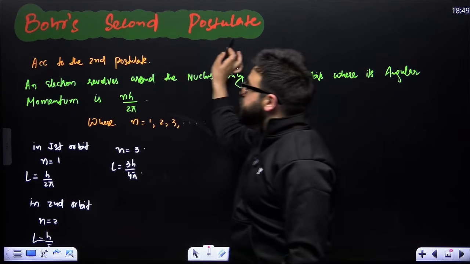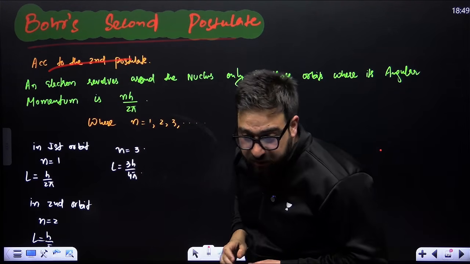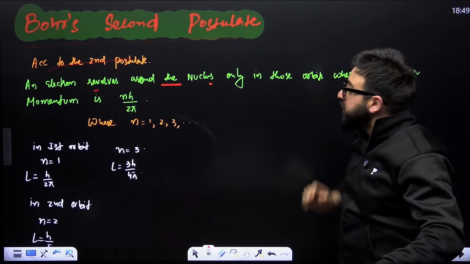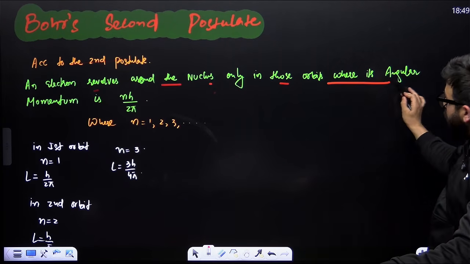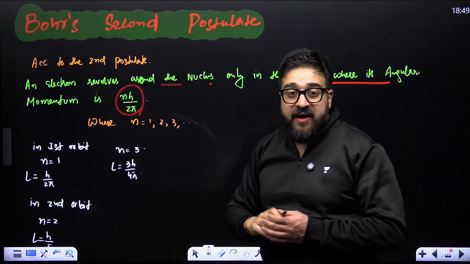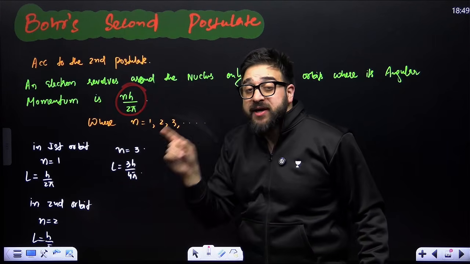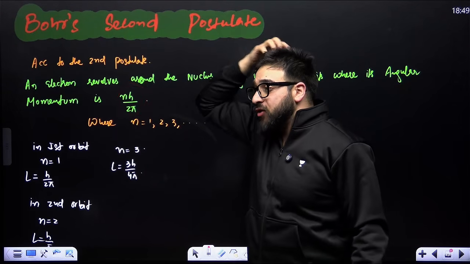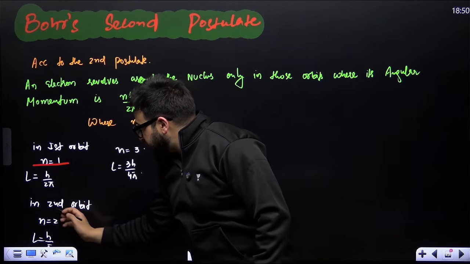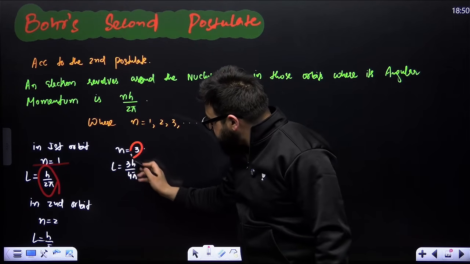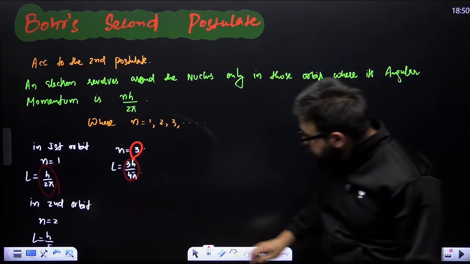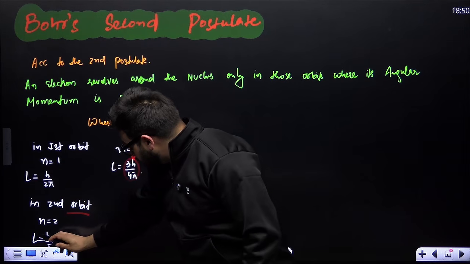Then, my dear NEET aspirants, Bohr's second postulate. According to the second postulate, an electron revolves only in those orbits where its angular momentum is nh by 2 pi. So electron can only revolve in those orbits where its angular momentum is nh by 2 pi, not like Rutherford, who said it revolves in random orbits. If n is 1, the angular momentum will be h by 2 pi. If n is 2, it will be 2h by 2 pi. If n is 3, it will be 3h by 2 pi.